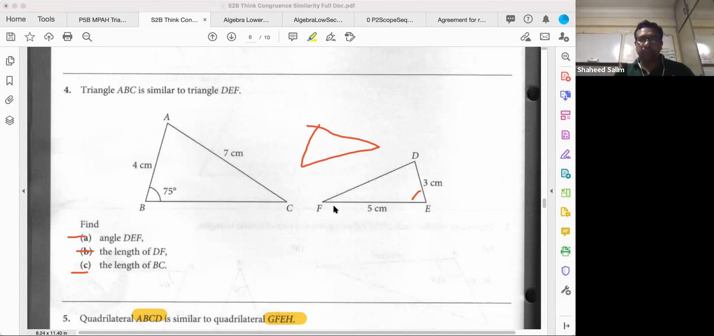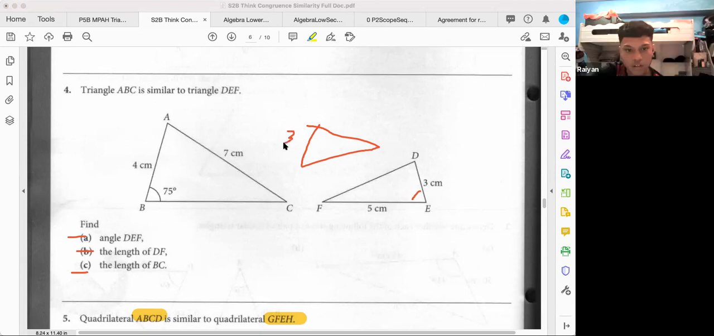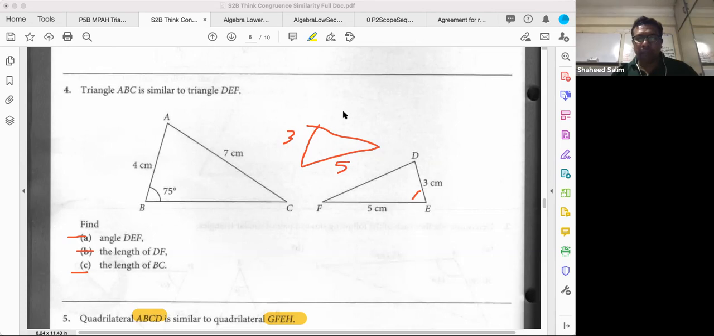DF is 7. No. Down here is 3. Down here is 5. Now we use DF, we don't know. So you must take the bigger divided by the smaller for the one you know.